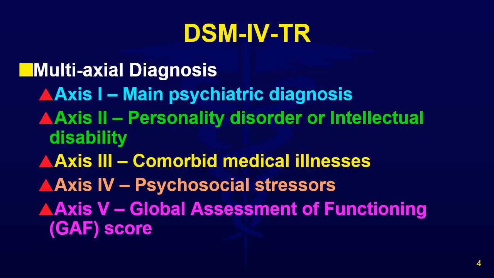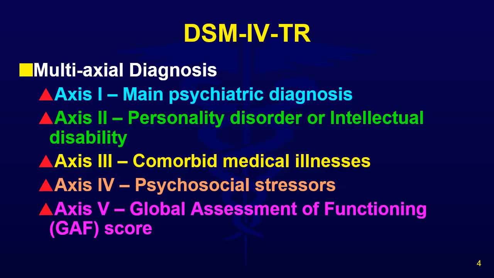On axis 3, there should be a list of concomitant medical disorders that contribute to the psychiatric illness, such as unstable diabetes, advanced HIV, or thyroid disorders. On axis 4, there should be a list of psychosocial stressors, such as loss of a job, bankruptcy, or even kids being bullied at school. Axis 4 should not have the words moderate or severe. That's an improper diagnosis for this axis.